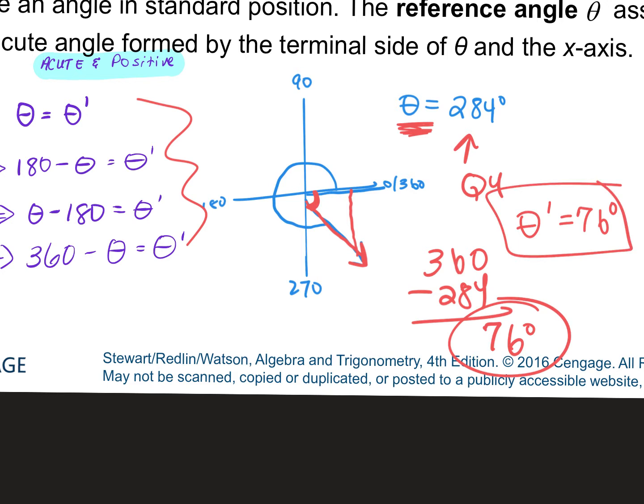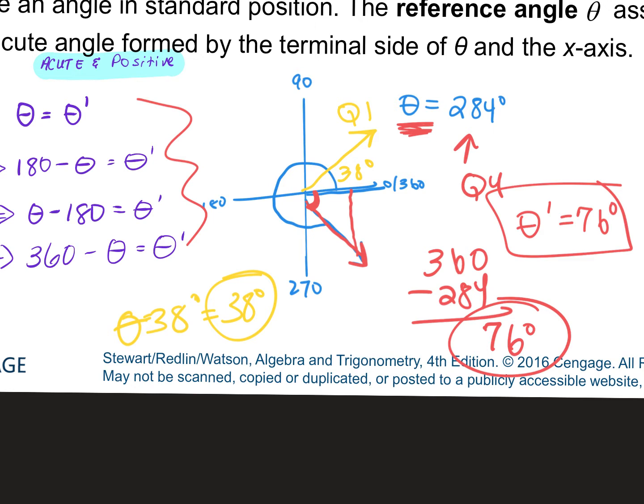Now if I told you I had an angle right here, this yellow angle, and the yellow angle is 38 degrees. So my given angle is 38 degrees. What's the reference angle? What's the rule say? Where is 38? In what quadrant? It's in quadrant 1. So what's the rule in quadrant 1? It's just 38 degrees. Your reference angle is the same. Is that a positive acute number? Yeah.